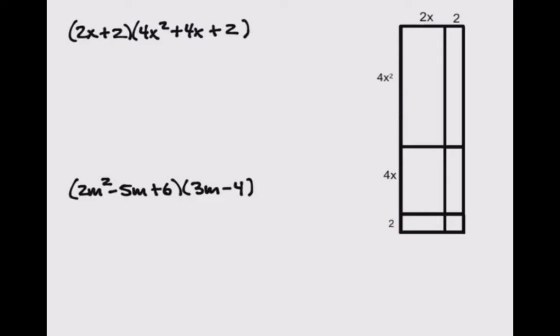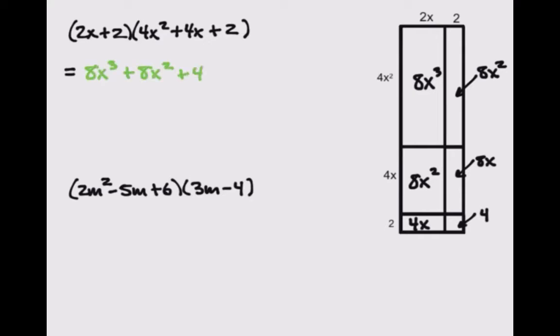And of course, we've got 6 small rectangles, and if we sum up all their areas, we'll get the total area. Well, the top left rectangle has an area of 8x to the third power. The middle left rectangle has an area of 8x squared, and the bottom left rectangle has an area of 4x. The top right rectangle has an area of 8x squared. The middle right rectangle has an area of 8x. And the bottom right rectangle has an area of 4. And so, the product of 2x plus 2 and 4x squared plus 4x plus 2 will be 8x to the third plus 8x squared plus 4x plus 8x squared plus 8x plus 4.